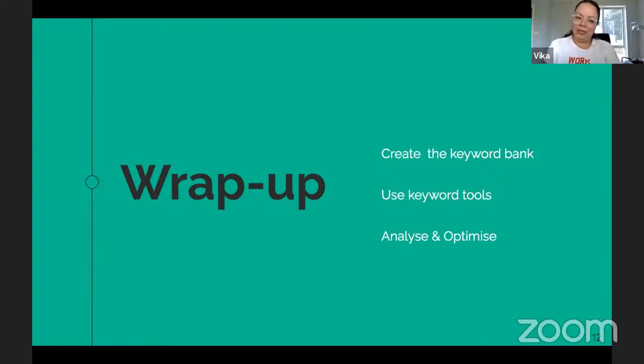But yeah, you do have to put in the research and the effort for it to work out. Wrapping up this beautiful session, we're going to work on your keyword bank. That's what we really encourage you to do today. Use your keyword tools, pick one or two and start using them. Analyze and optimize your keywords, like putting them in a nice structure, and start using them everywhere, not just on your Google Ads, but also your Facebook ads, your social media, your email marketing tools, everywhere.